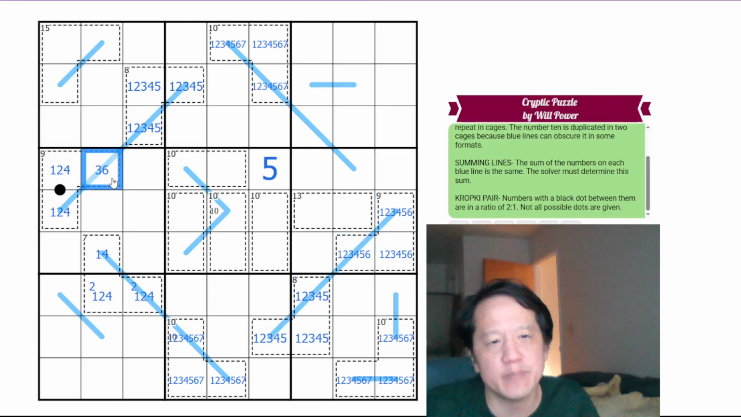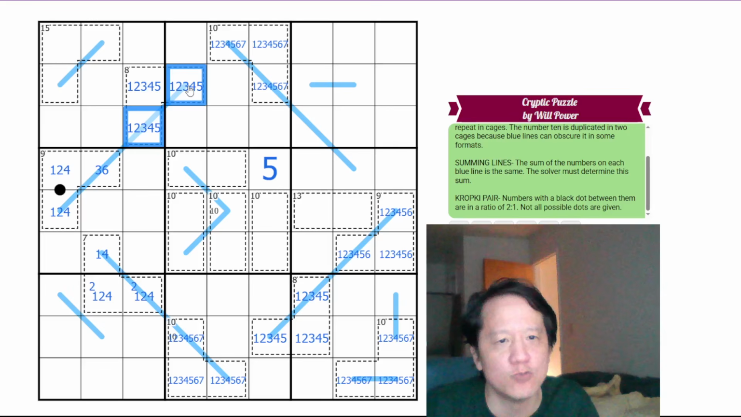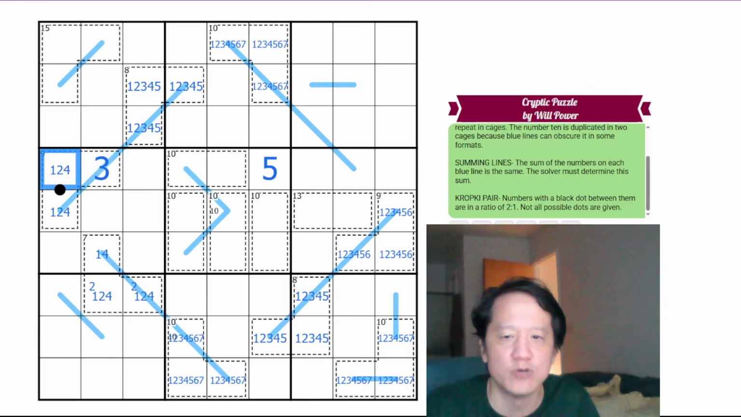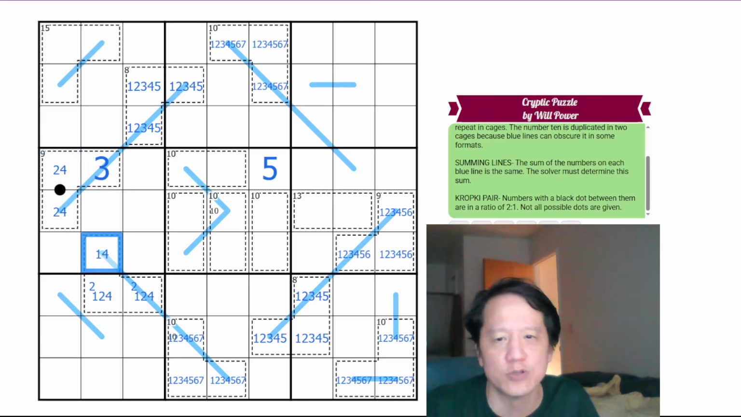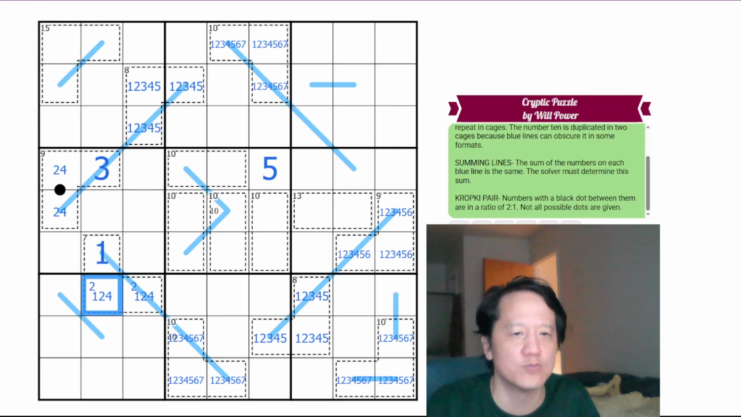So this cannot be 6 here. If this is 6, that would force this to be 1, 6 at minimum, plus 1 and 2. That already adds up to 10. And we know this doesn't add up to 10. So this has to be 3, which is in a 1 to 2 ratio, which adds up with 2 and 4 to be in a 1 to 2 ratio. This 2-4 pair eliminates 2 and 4 in the rest of the box, so this can't be 4, it's 1.